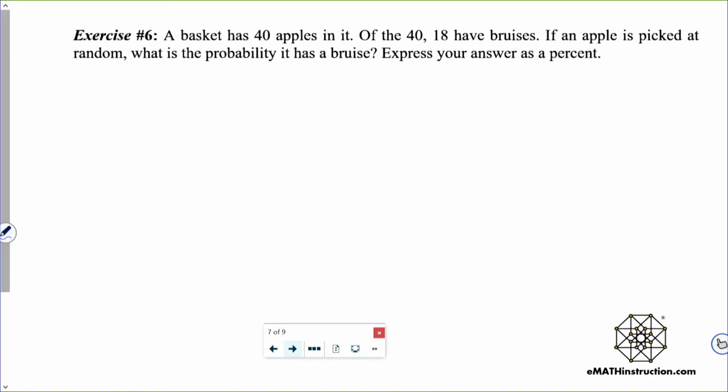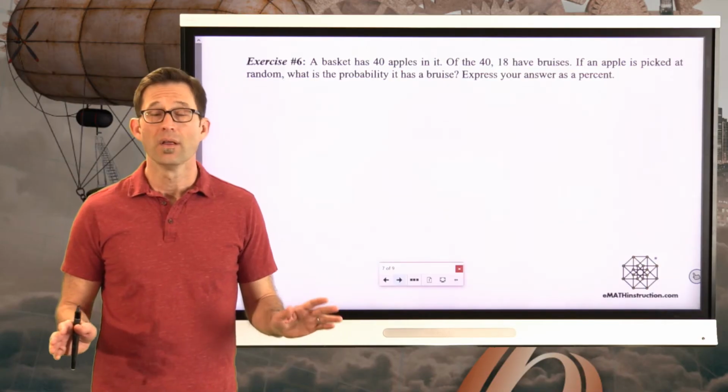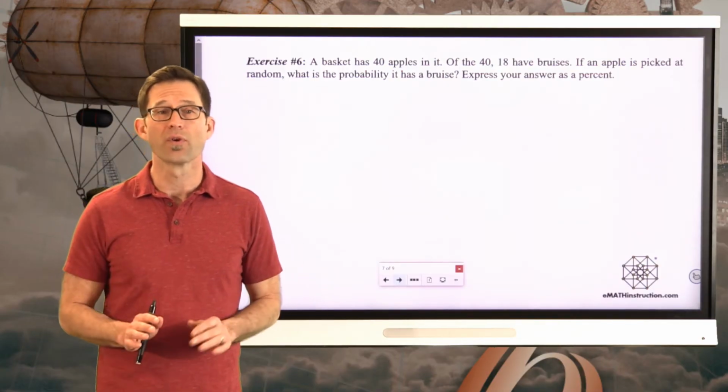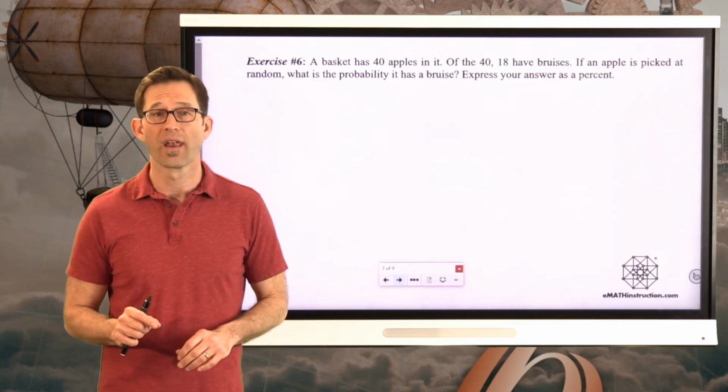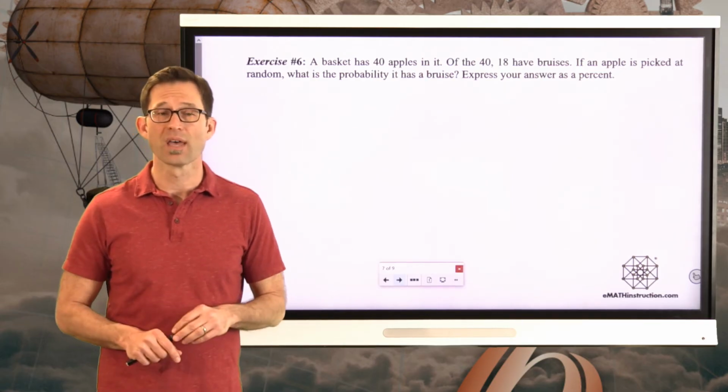Of the 40, 18 have bruises. If an apple is picked at random, what is the probability it has a bruise? Express your answer as a percent. All right, so again, this is no different than if we had been back in the percent unit and I had said, what percent of the apples have bruises?